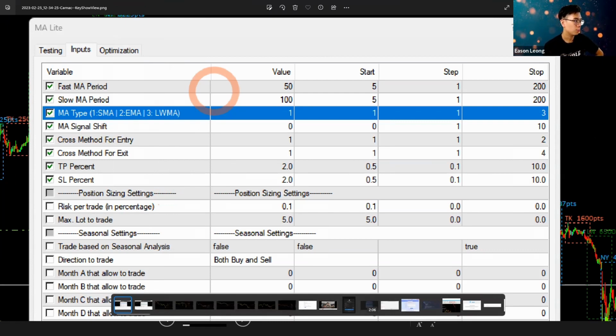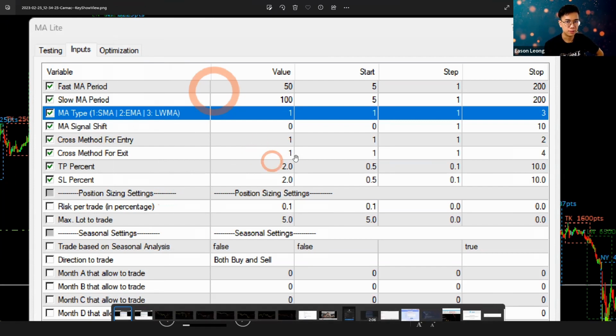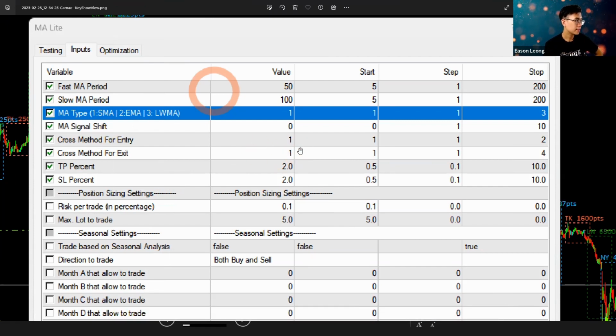If you choose 1, that means that when the price crosses above the fast MA, it will just stop it, it will just close the buy trade. Cross above the fast MA, then it stops. Okay, sorry, not cross up, cross down.